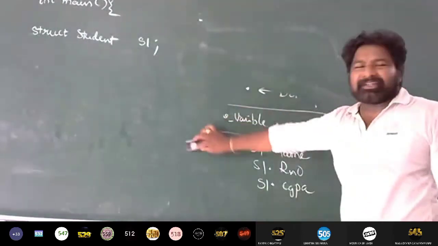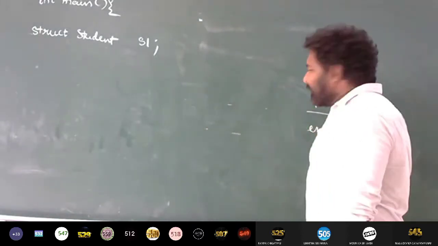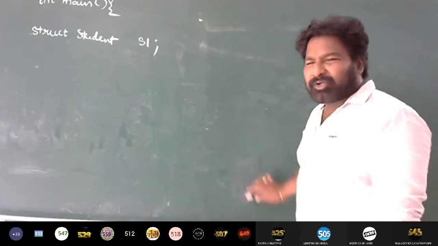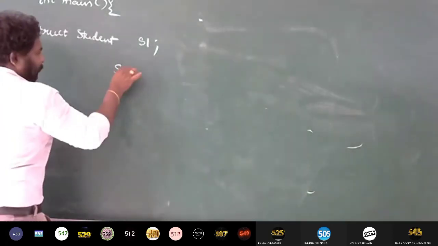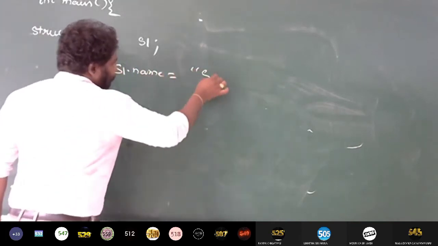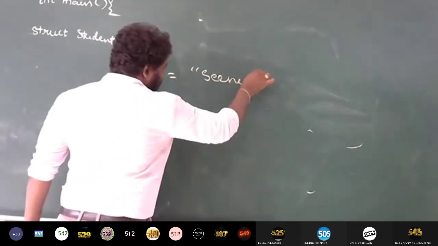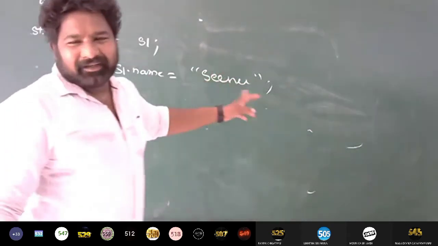So if I want to assign values, I don't want to give values with initialization. Similarly, I don't want to read values from keyboard. I want to assign. Can I do this? S1 dot name equals Sino. Can I do something like this? Is it possible? Do you think it is valid?